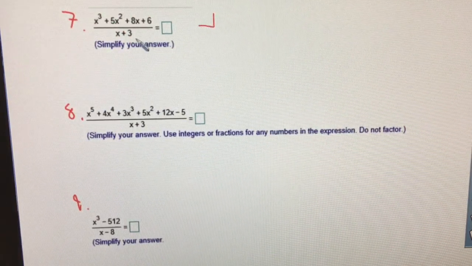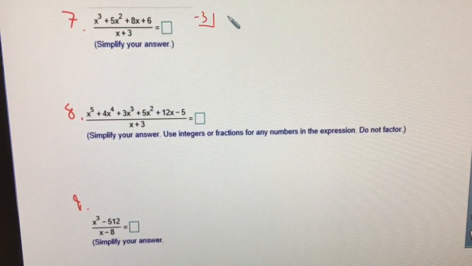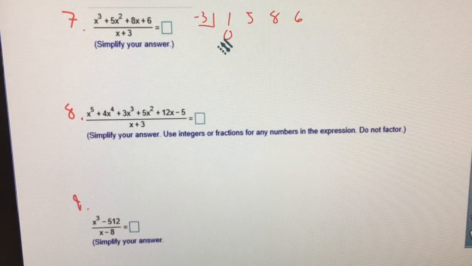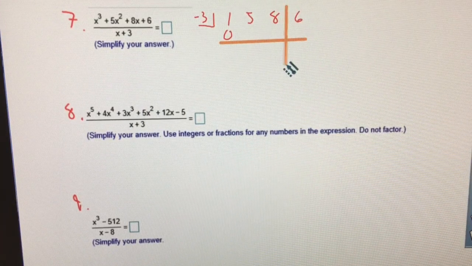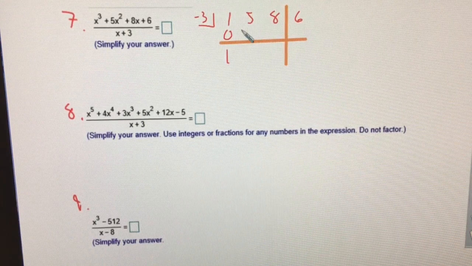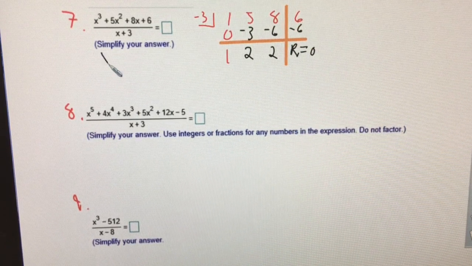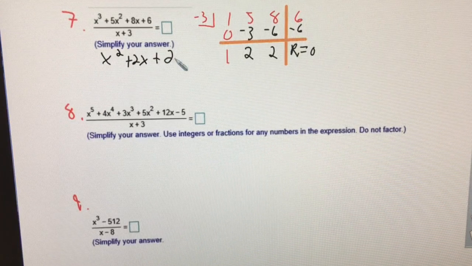Synthetic, backwards box, you put the opposite of -3. Write down the coefficients of 1, 5, 8, 6. I put a 0 there. Do my arithmetic bar, my remainder column. 1, -3 times 1 is -3. That's going to give me 2. That's going to give me -6. That's going to give me 2. 3 times that is -6. My remainder equals 0. And x squared plus 2x plus 2 is my answer.